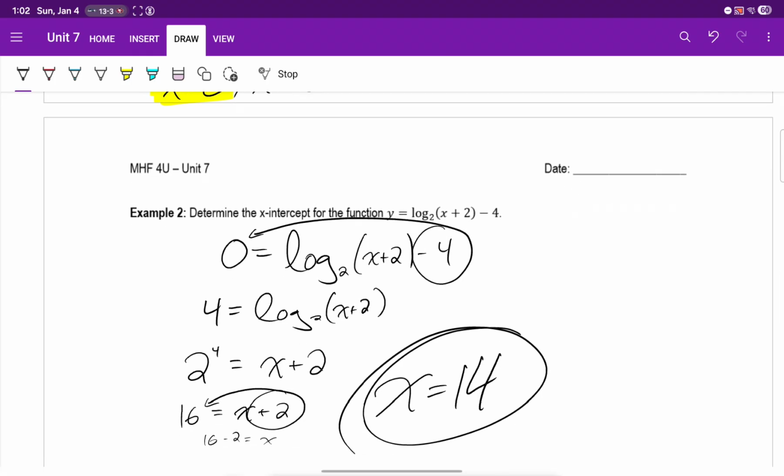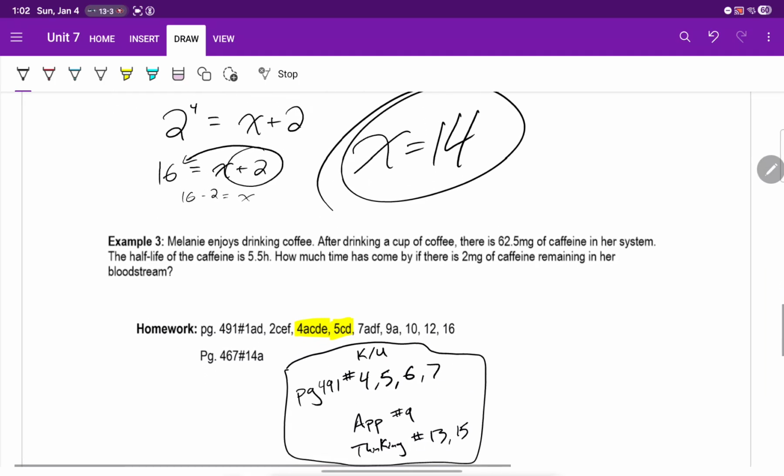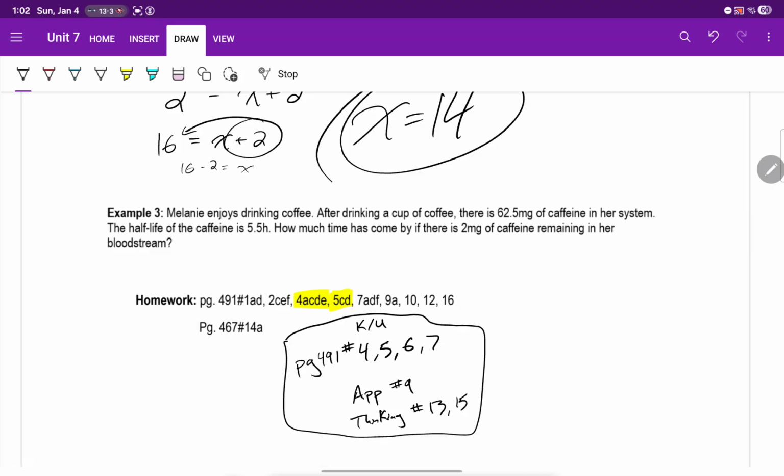Again, just some more practice questions here. Determine the x-intercept. I do like this question. This is a pretty good application question to throw on there. But yes, some good practice questions. And that's a very brief summary of what we did in this unit, just something for you to watch to get your head back into the swing of things.